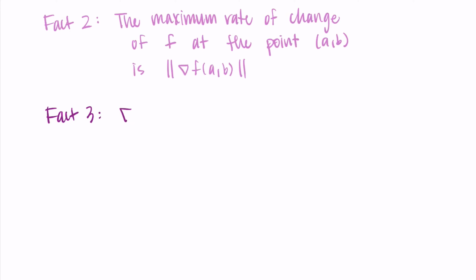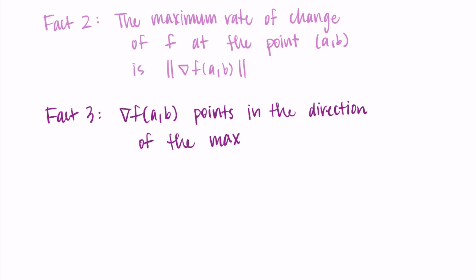Then our third fact goes along with this one, and it's that the gradient vector at a point points in the direction of maximum rate of change. So if you're standing at a point a, b on your surface and you want to know which direction to go in order to walk the maximum rate of change, that would be the direction of the gradient vector at that point. Moreover, the gradient vector is orthogonal to the level curve, so if you were standing at a point, you'd want to walk orthogonal to the level curve to go in the direction of maximum rate of change.